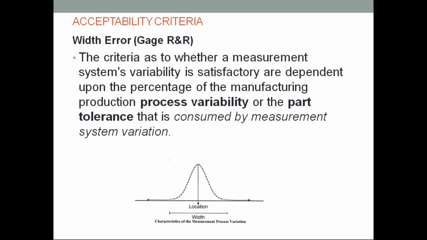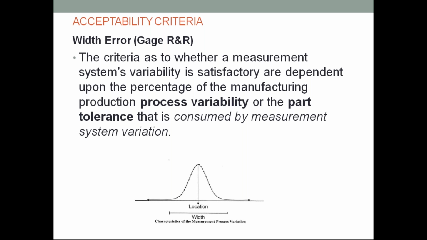The criteria as to whether measurement systems variability is satisfactory are dependent upon the percentage of manufacturing production process variability or the part tolerance consumed by the measurement system variation. This is key because when you're looking at your Gage R&R data, when do you use percent process variability? When do you use percent part tolerance?